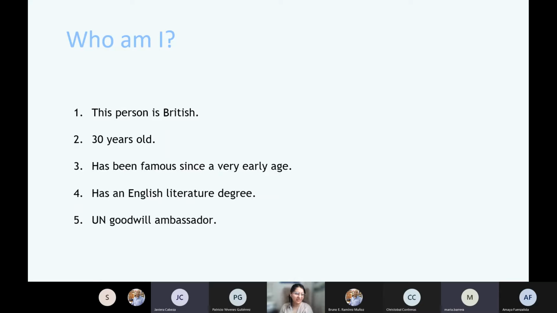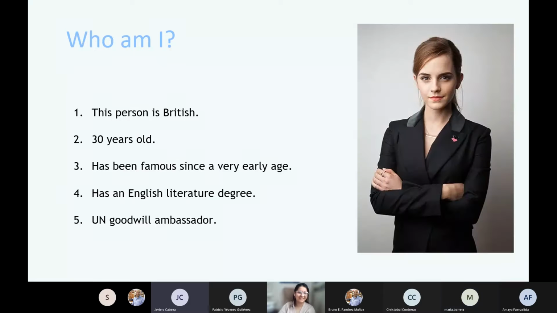That's Emma Watson. Emma Watson? Yes. Let's see. You're right. She is Emma Watson. She is a very successful woman. She's a very known actress, very talented, and very smart, by the way. So yeah, she was Emma Watson.